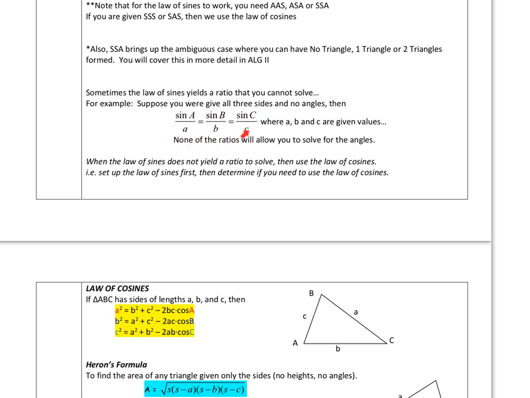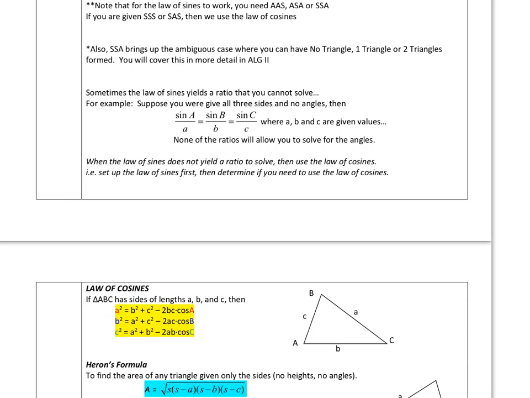Do you see how that would work? There's no way I could do that. So law of sines would fail. Since the law of sines fails in that case, or if I had the three angles, I couldn't do that. When the law of sines fails, you need to use the law of cosines. You always set it up with the law of sines first when it's not a right triangle.